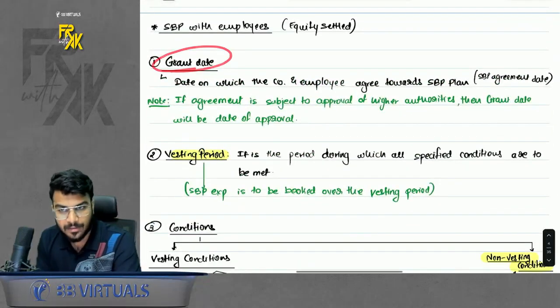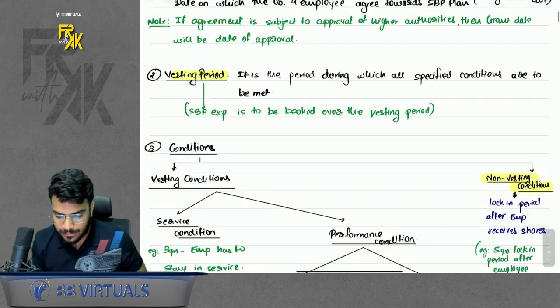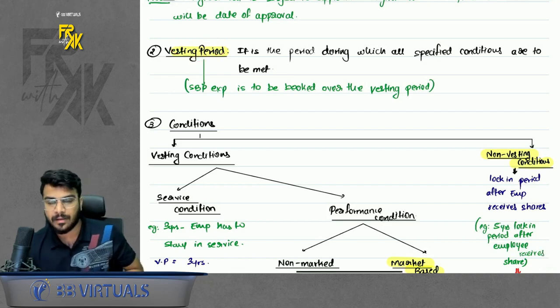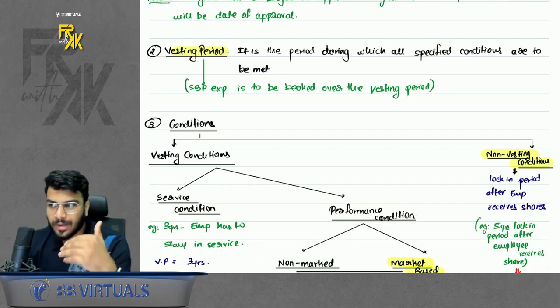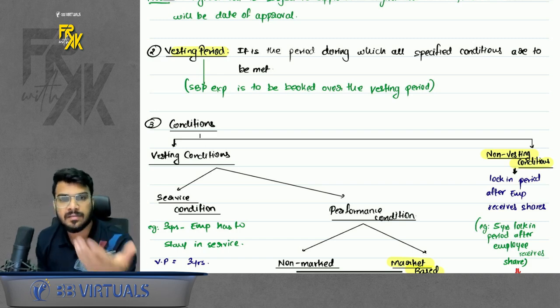One is grant date. Grant date means the agreement date, the date when they enter into the agreement of share based payment. Then it is the vesting period. What is the vesting period? Employees will not get the shares for free. They will have to fulfill some conditions. So during the tenure they will fulfill the condition, that is the vesting period. Let's say I tell the employee to stay in service for 3 years. 3 years is the vesting period.